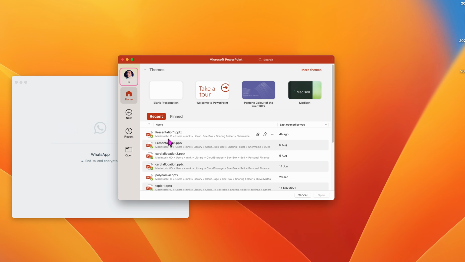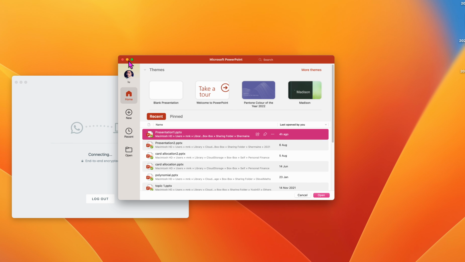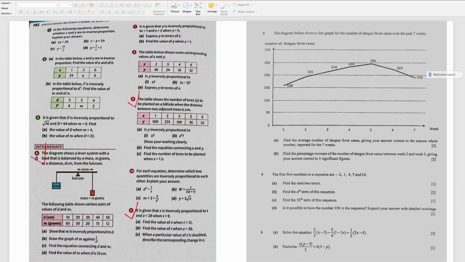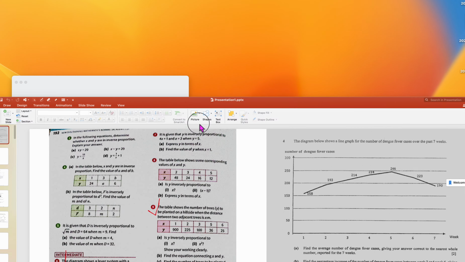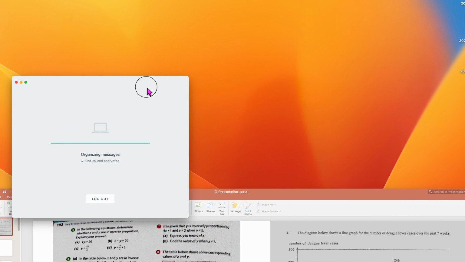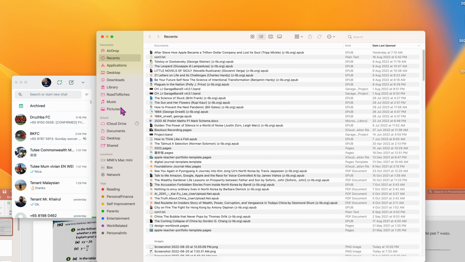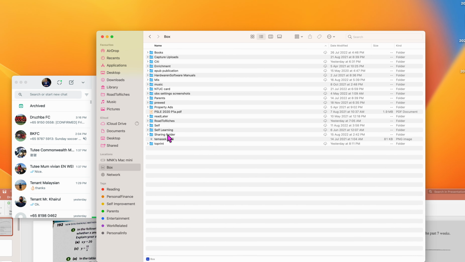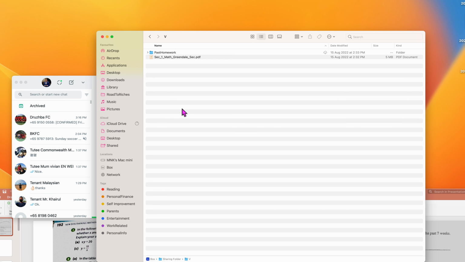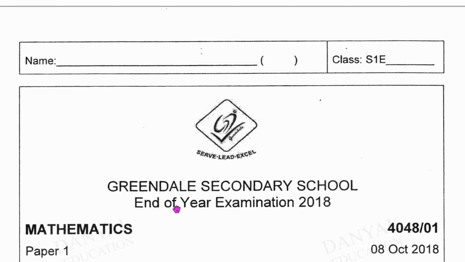I'm not sure for the last question, but I did it. I did the last question, but I'm not sure if it's correct. Is it the Greendale Secondary School? No, I don't know. I never even looked at the school. Oh, okay. Yeah, Greendale Secondary School. This one, right? I don't know whether this school is still around. 2018 paper, but never mind.